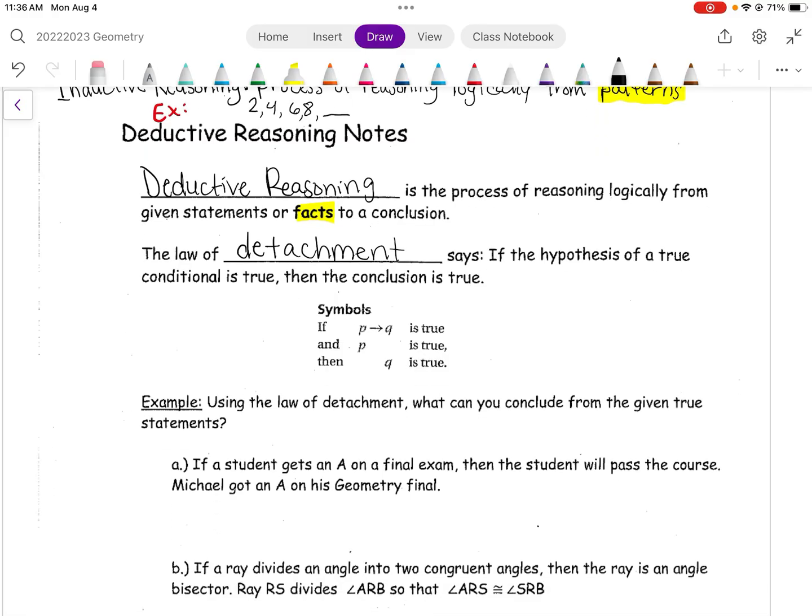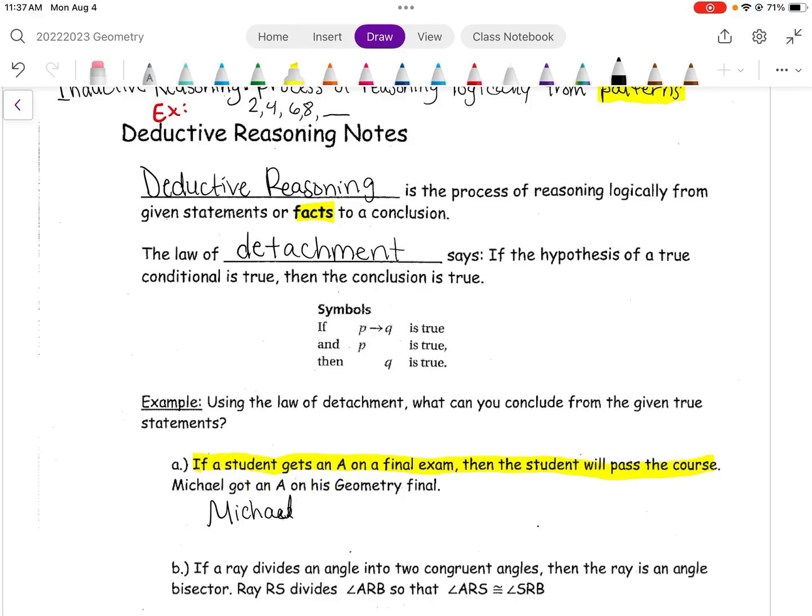We're going to read this with some real world examples, and I think you guys will catch on pretty quickly. It says, using the law of detachment, what can you conclude from the given true statements? A, if a student gets an A on a final exam, then the student will pass the course. So this is the conditional. Then it says, Michael got an A on his geometry final. So what can you conclude?